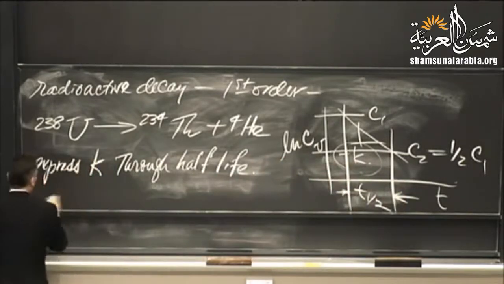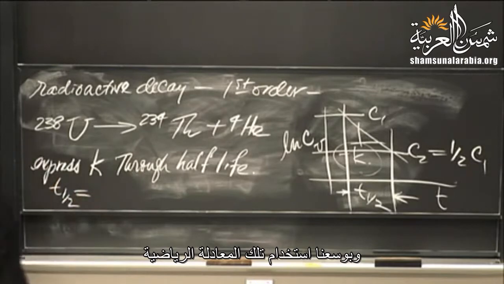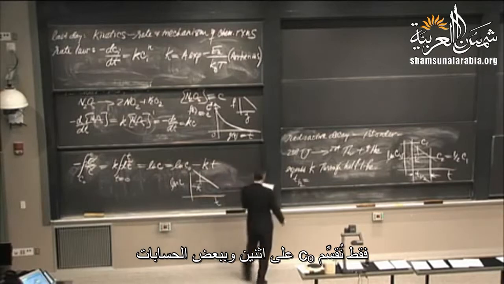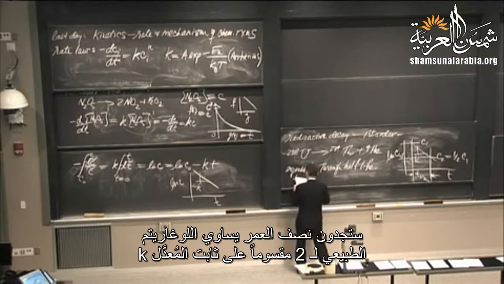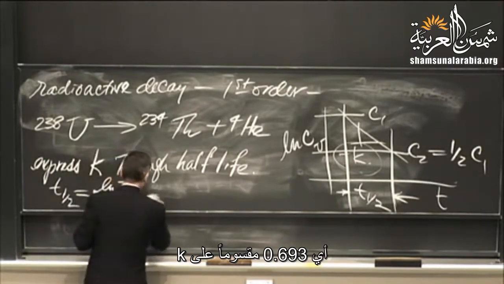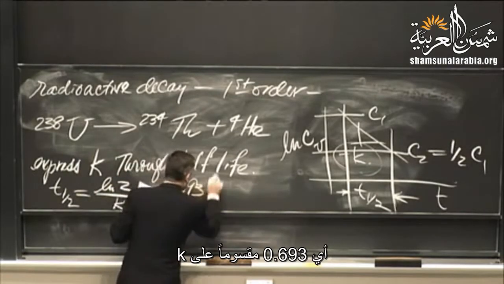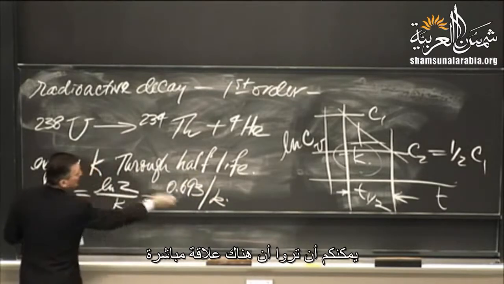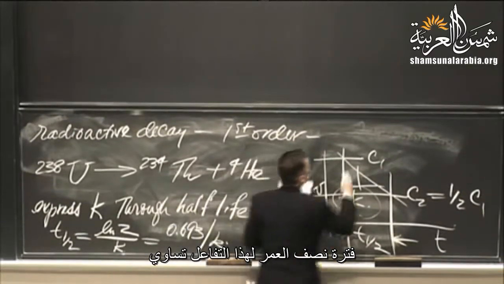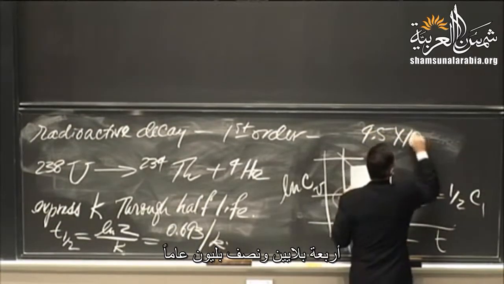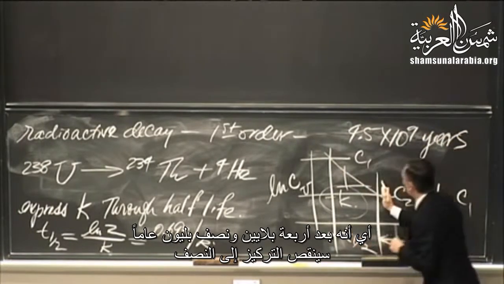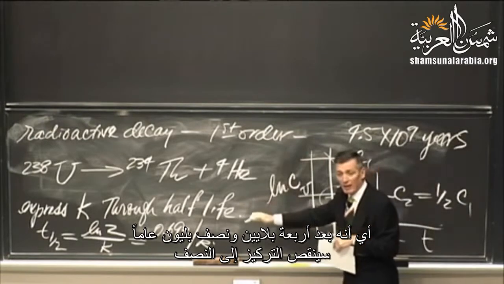So through half-life, we can go through this equation here, just put C naught over 2 and do a little bit of manipulation. You'll end up with the natural log of 2 divided by the rate constant, which is equal to 0.693 divided by k. So you can see that there's a direct relationship. It turns out that the half-life for this reaction is 4.5 billion years. So that means after 4.5 billion years, the concentration's gone down to a half.